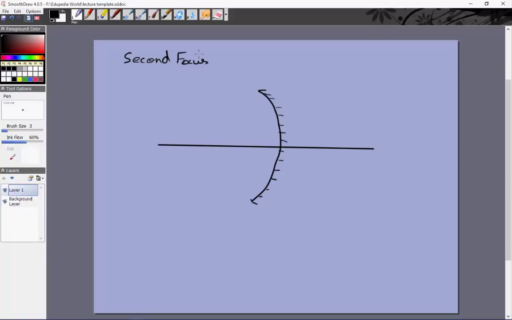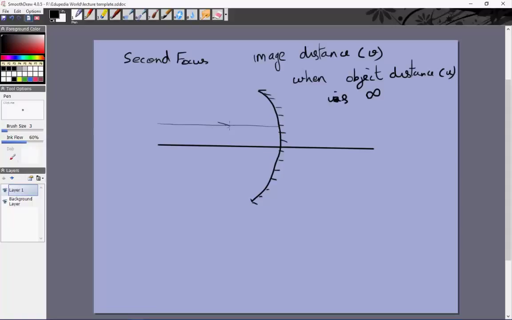And the second focus is the image distance, which is also called v, when the object distance u is infinity. I'm sure you've seen u and v before. So the second focus is the image distance when the object distance is infinity. What does it mean to say the object distance is infinity? It means the object is very far away and rays are coming paraxially.